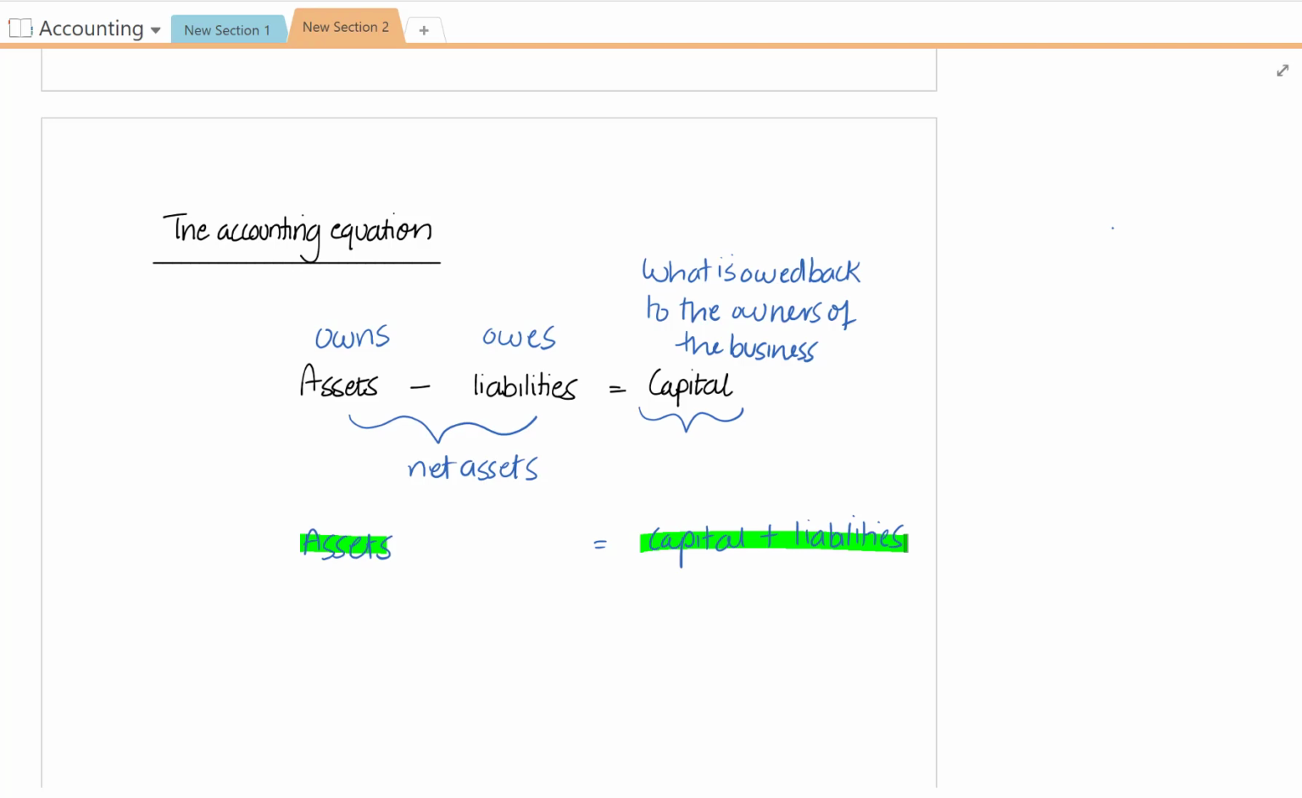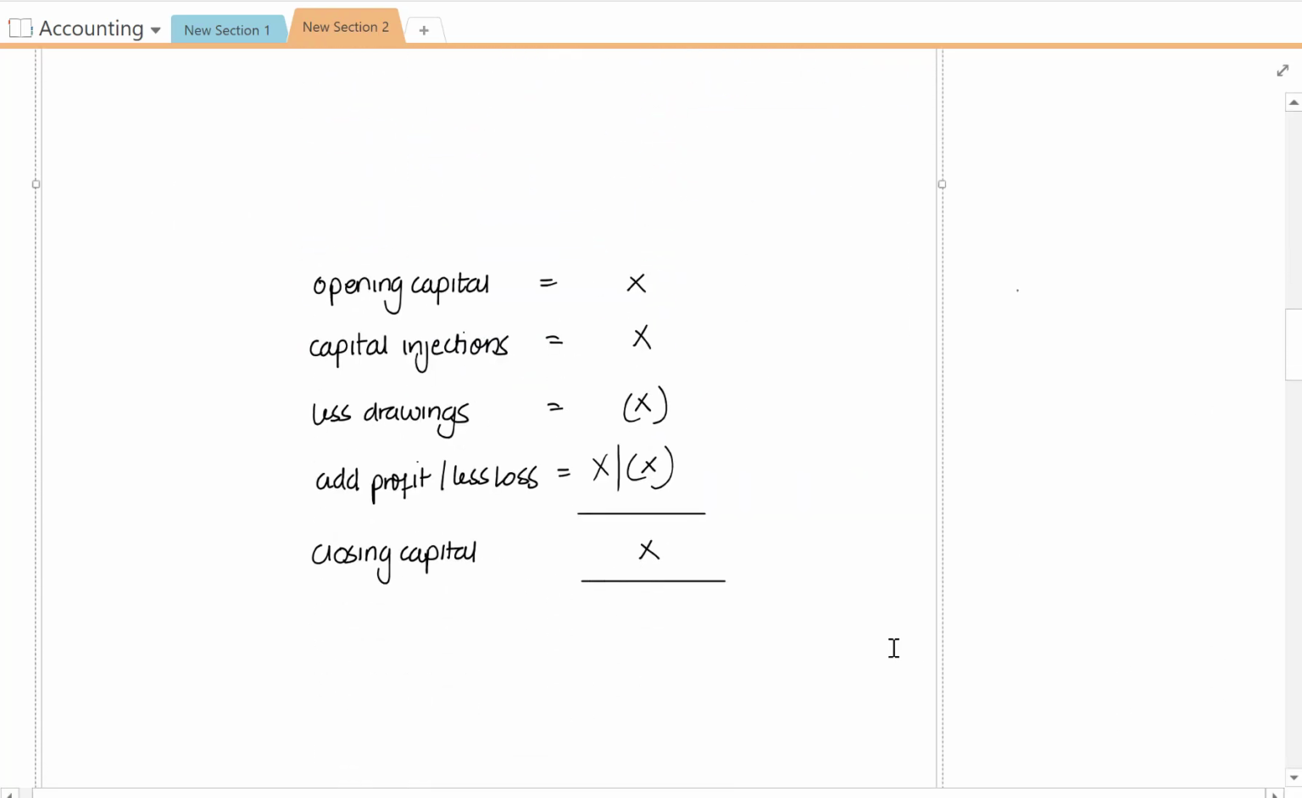Whilst we're talking about capital here, we can also think about capital as being calculated using the following formula. Say my business is set up in the current year. Now, if my business is set up in the current year, opening capital should amount to nil because I've only just set up my business. If I invested £10,000 as I set up my business, that would be an example of a capital injection. So I'm going to note here £10,000 as a capital injection. We're adding it on here.